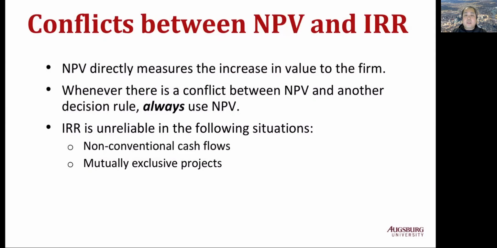Whenever there's a conflict between NPV and another decision rule, always use NPV. IRR is unreliable, especially in the following situations: non-conventional cash flows and mutually exclusive projects. This is the end of part 4.